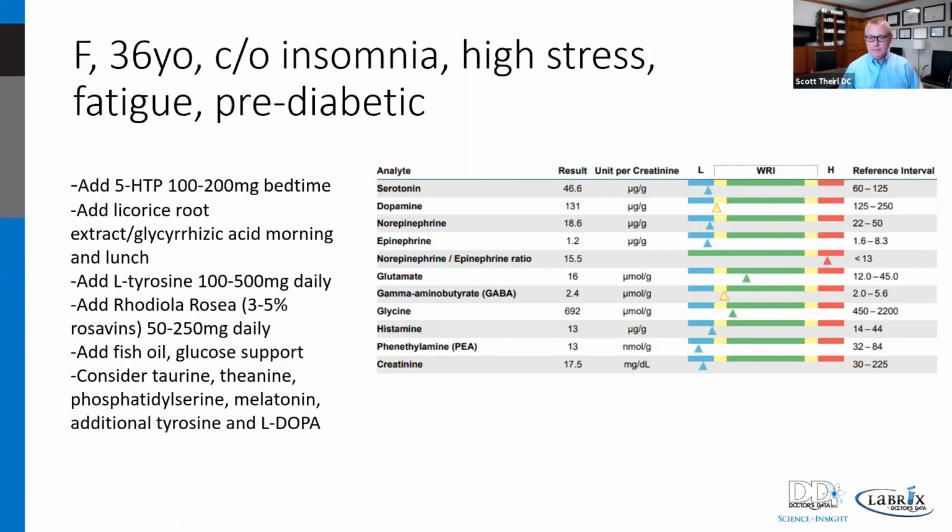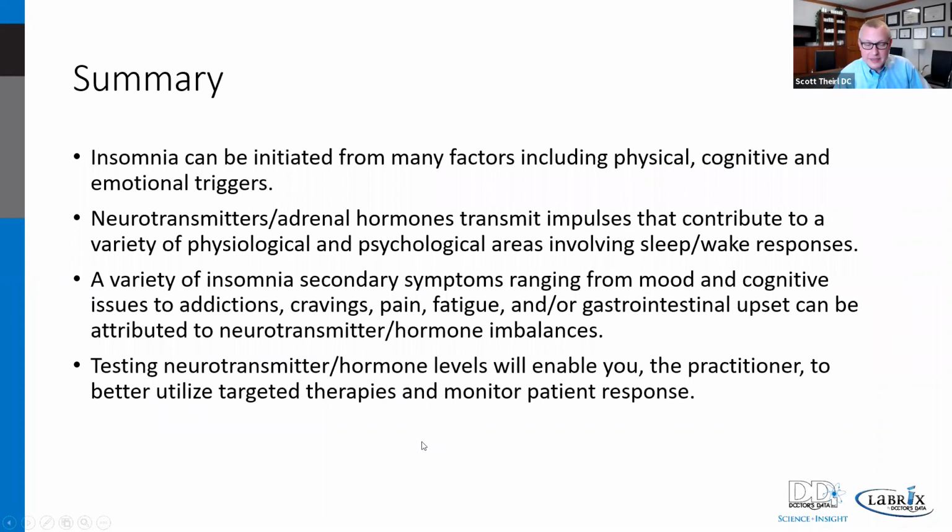Okay, I know I'm rushing just a little bit because I know you guys have some questions. I want to leave at least 5 minutes for that. Insomnia can be initiated from many different factors: physical, cognitive, and emotional, right? Neurotransmitters and adrenal hormones, cortisol especially, transmit impulses that can contribute to a variety of different psychological and physiologic stress areas, including challenges with proper and optimal sleep-wake cycles.